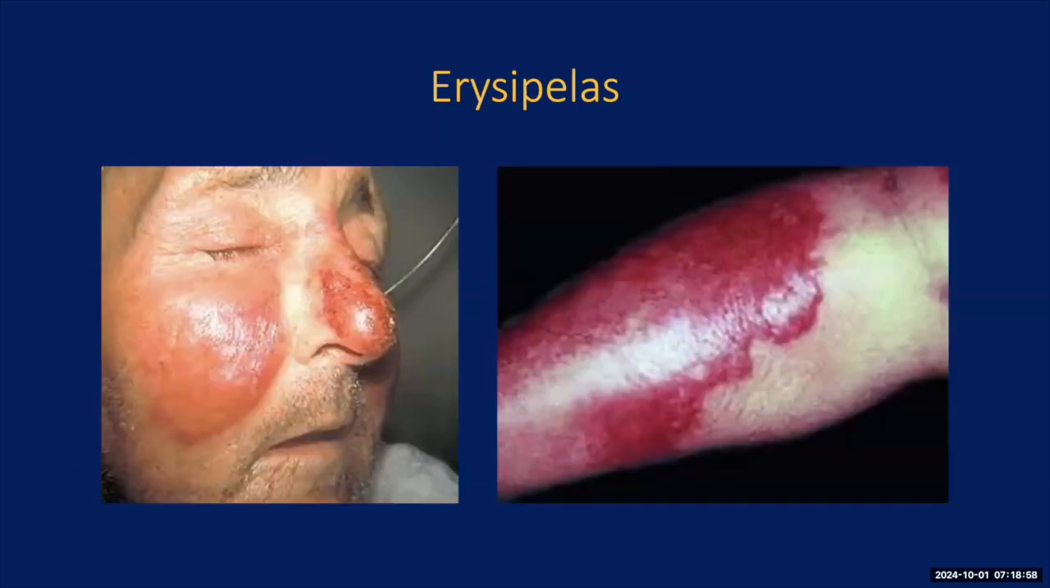Here are a couple of examples. As you can see, it's quite bright red. And what you see is that there is a very clear demarcation. And similarly over here, you can see a very clear demarcation from the normal skin. So this differentiates it from cellulitis.